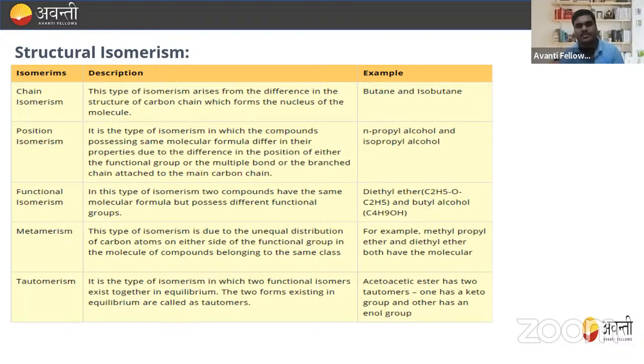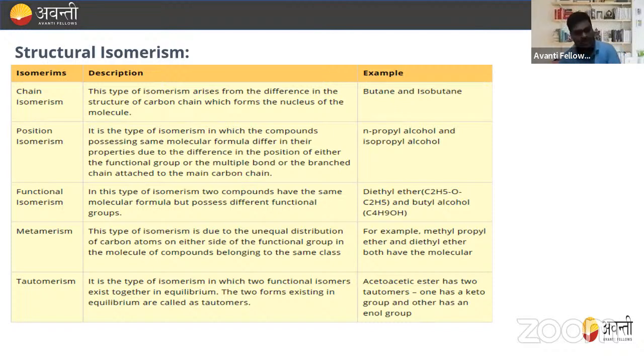In chain isomerism, this type of isomerism arises from the difference in the structure of the carbon chain, which forms the nucleus of the molecule, right? Now, similarly, position isomerism is the type of isomerism in which the compounds possess the same molecular formula but differ in their properties due to the difference in the position of either the functional group, the multiple bond, or the branch chain attached to the main carbon chain, right?